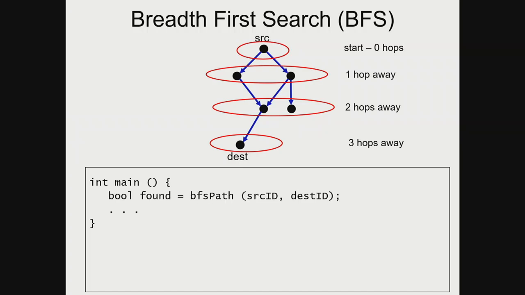Okay, so we will continue with the same definition of the function, but now it's called BFS path. We are given the source ID and the destination ID, and we are trying to return a Boolean, whether a path exists or not.